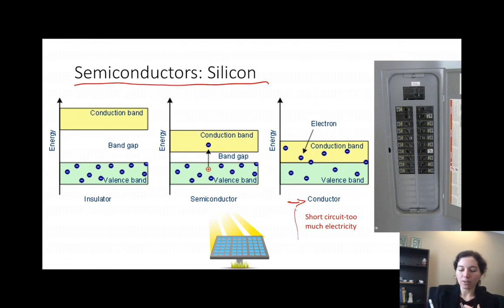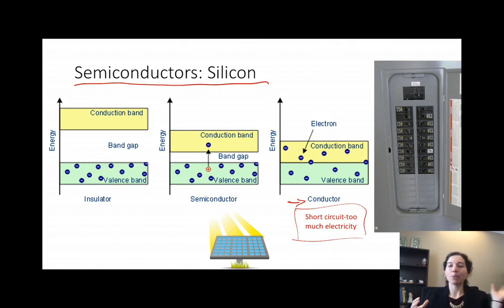oftentimes you can short circuit stuff. So it's like too much electricity too fast. It's kind of like an overload. So think about the breaker in your house, right? The breaker goes off whenever you have your hairdryer going and the oven going and a bajillion computers going all at the same time, and they're all in the same room. You know, and you're using a lot of electricity all at once. Your breaker goes off because it's short-circuited. That's too much for it to handle.